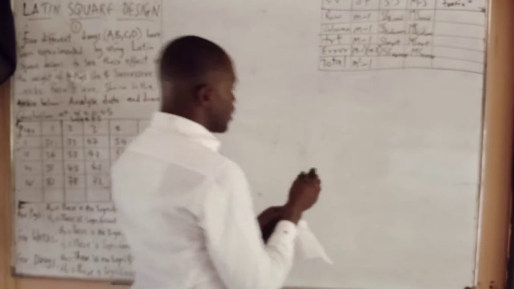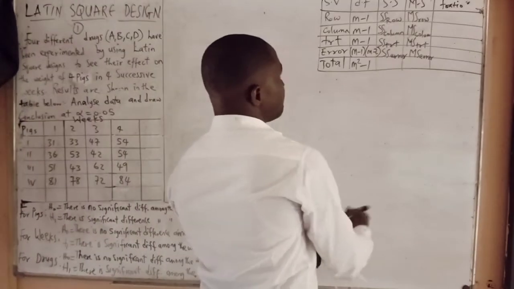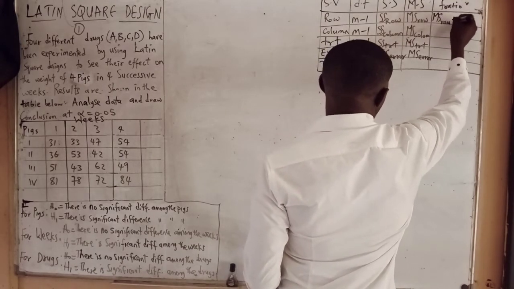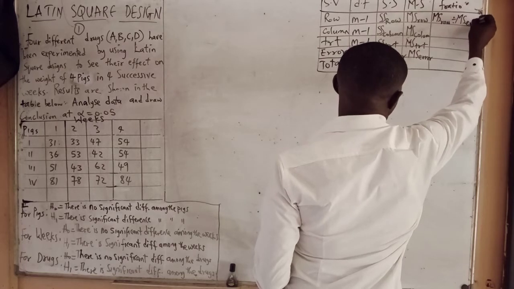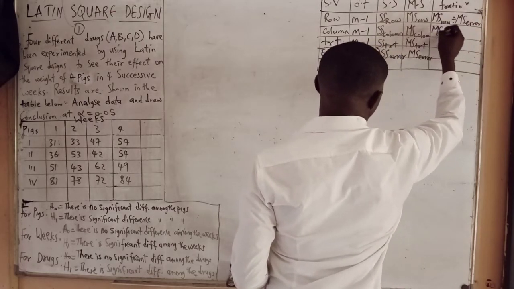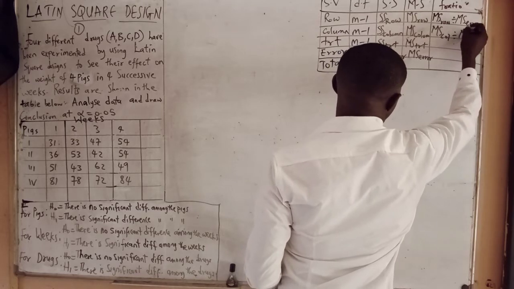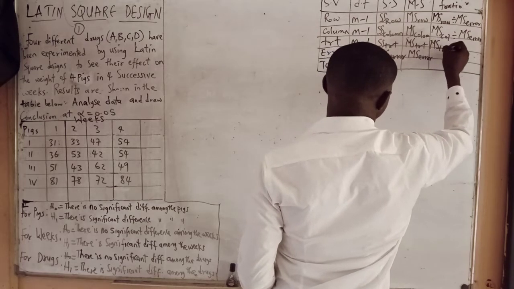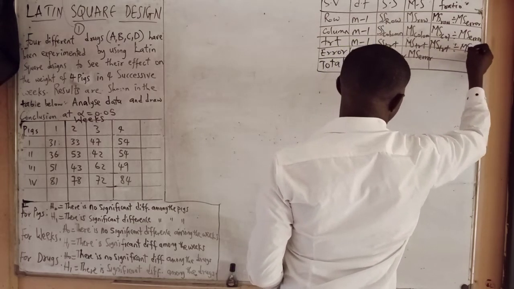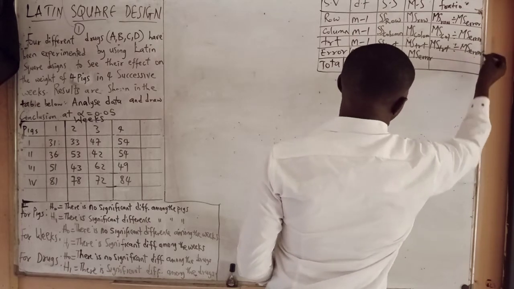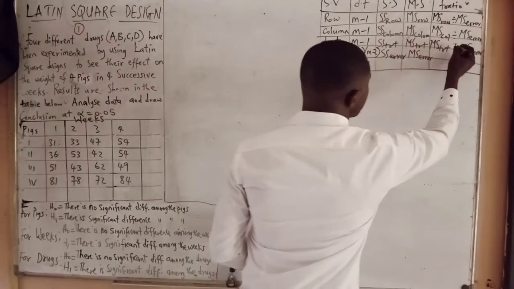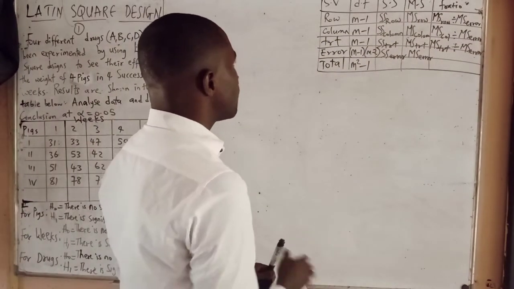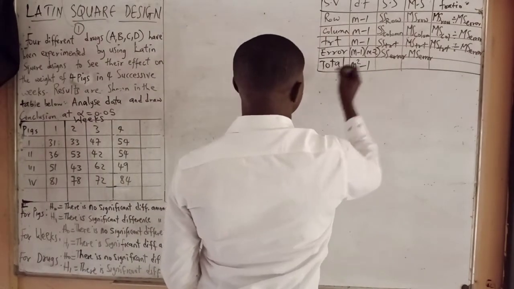Then what you now do is that for the first F ratio, we have MS row divided by MS error. For the next one, MS column divided by MS error. For the next one, MS treatment divided by MS error. So that tells us that we have three conclusions in Latin square design. Then, how do we know our SS row?